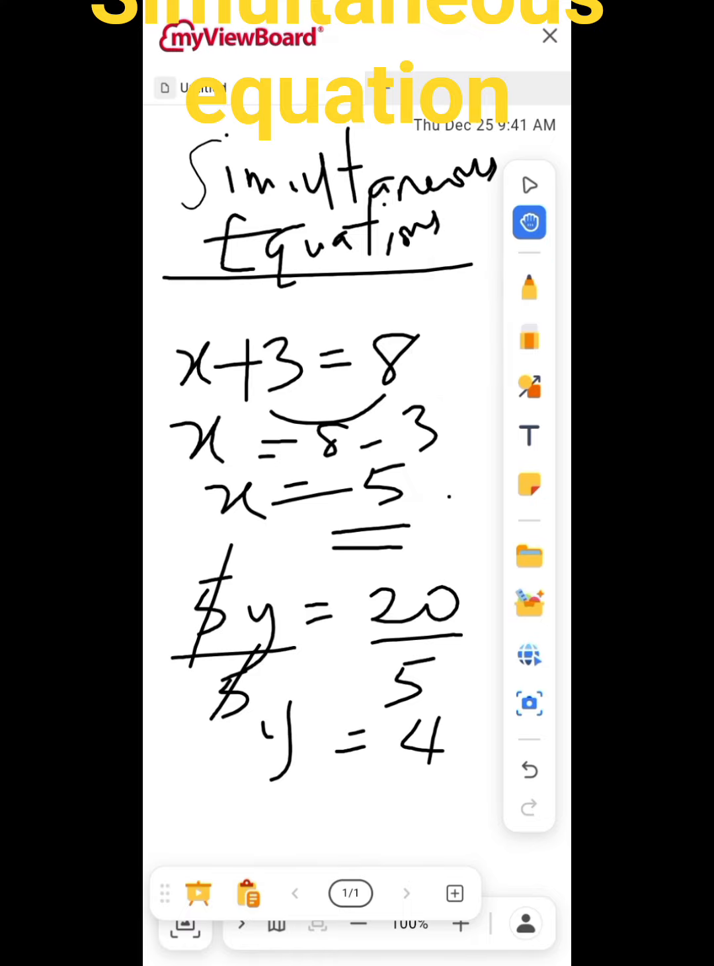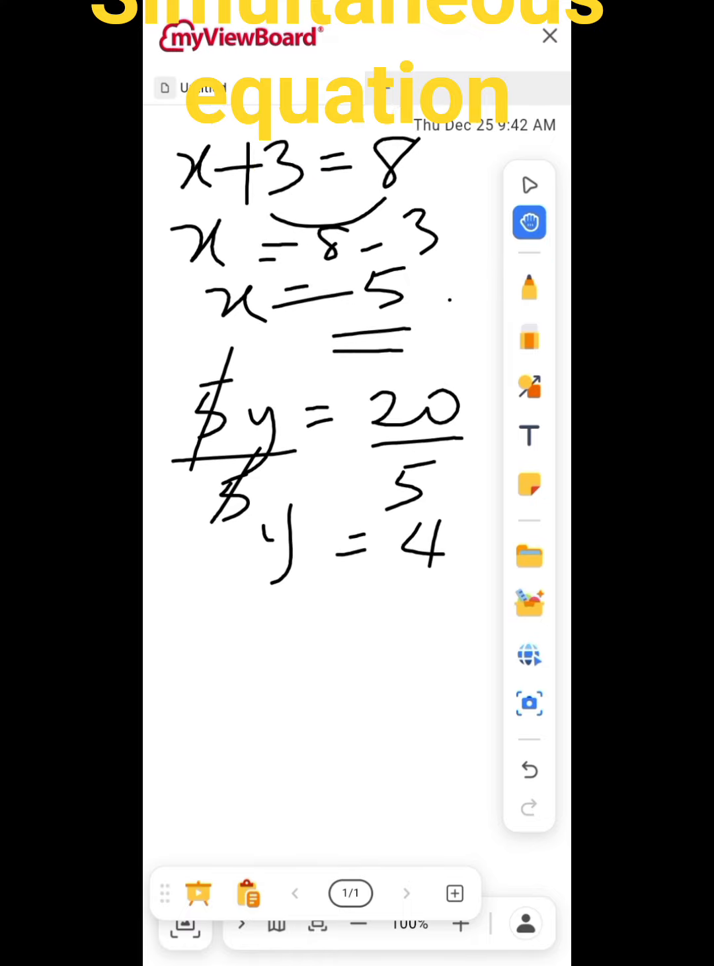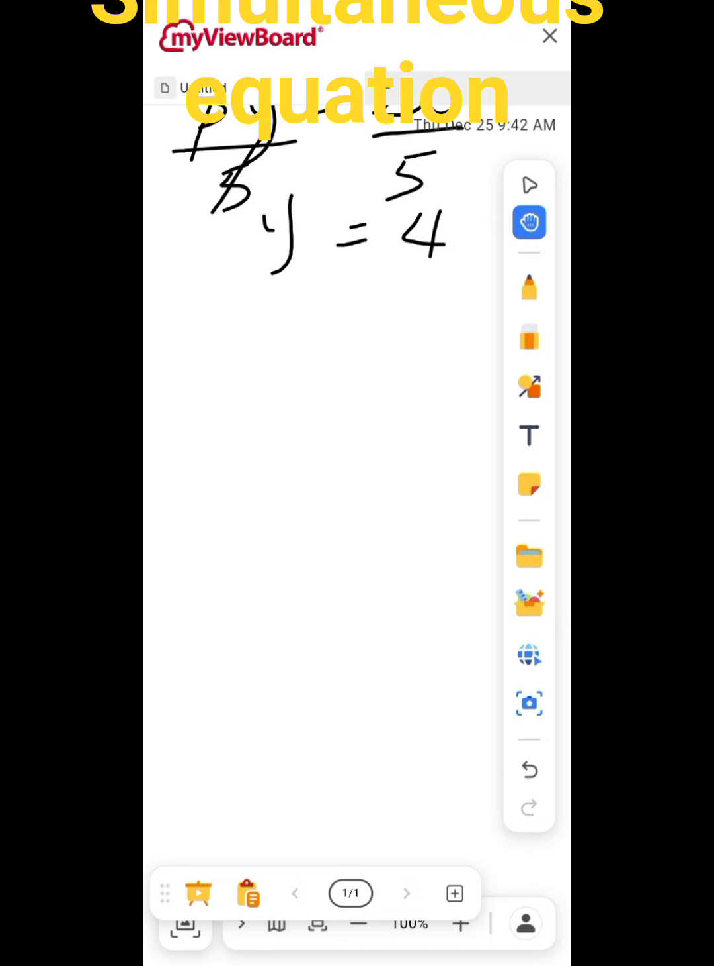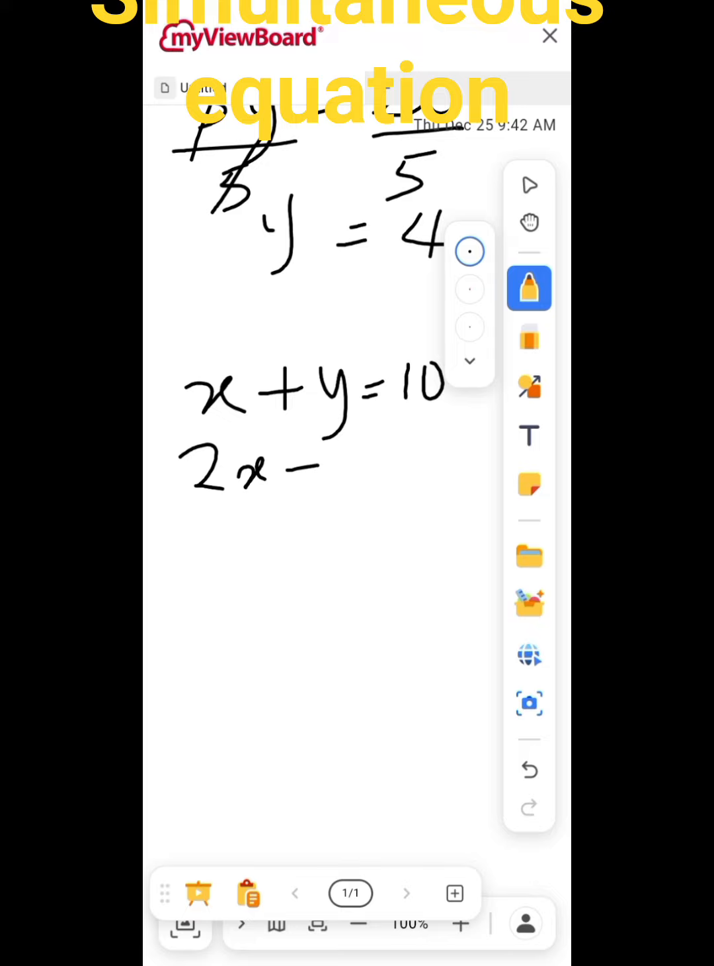But when we talk about simultaneous equation, it involves more than one variable. We have two variables and two equations involved. For example, when something like this is being written, x plus y equals 10, 2x plus maybe 5y equals 5, they expect you to solve these equations.